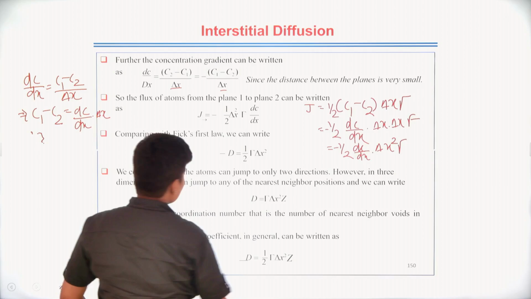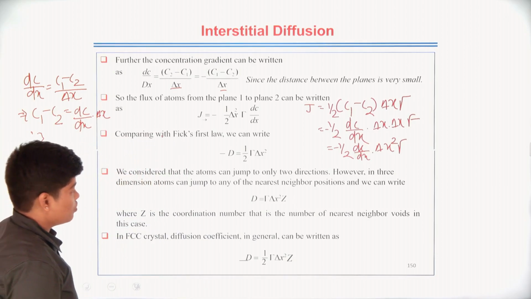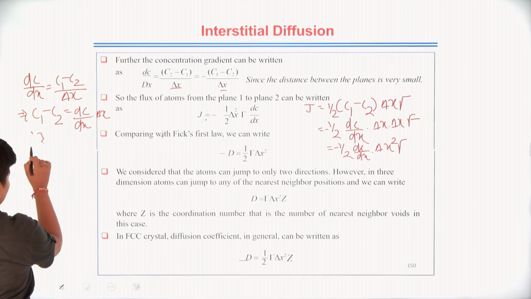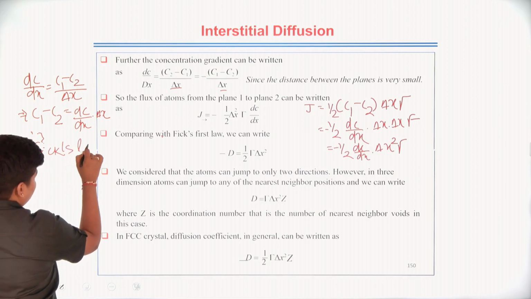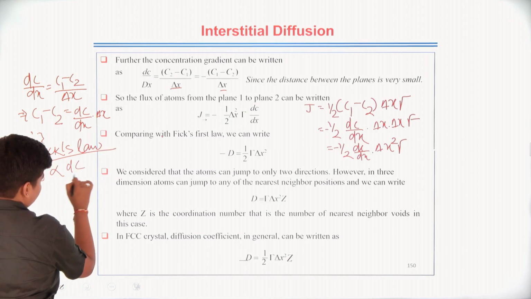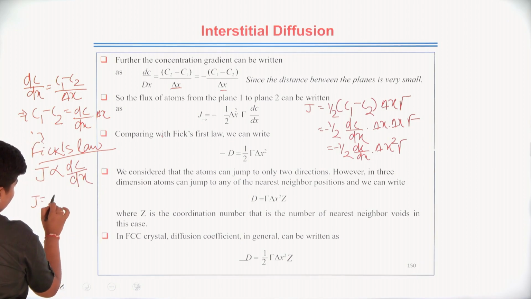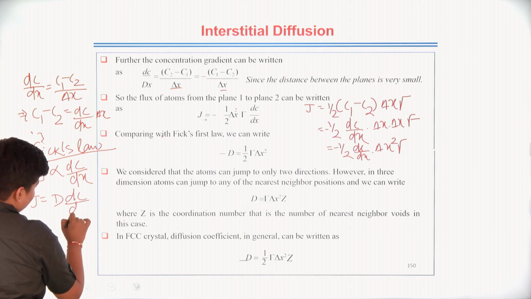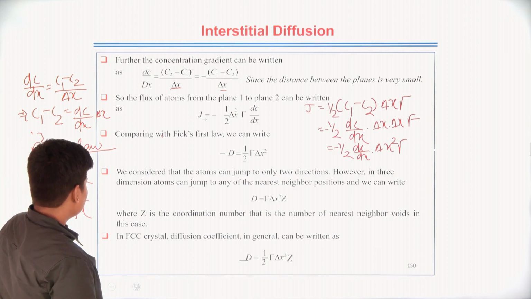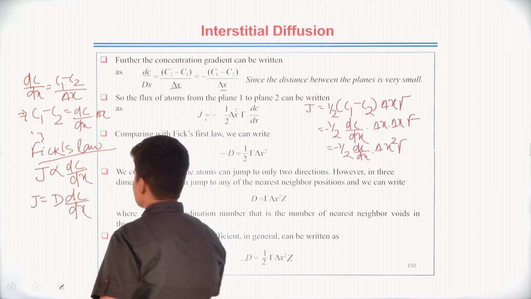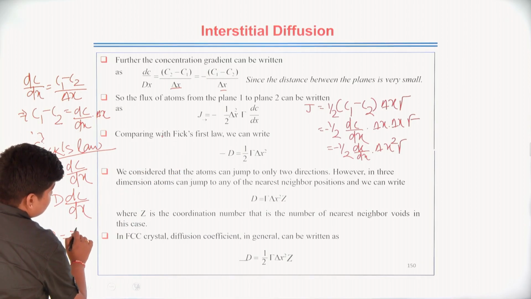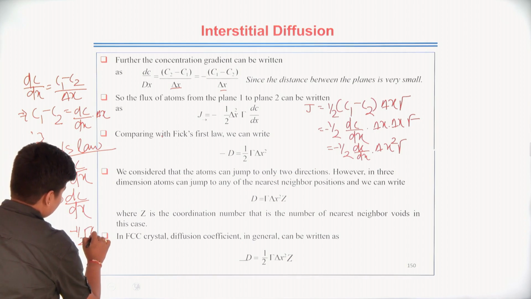Okay, so now comparing with Fick's first law. What does Fick's first law say? From Fick's law we have derived that the flux is directly proportional to the concentration gradient. Here the proportionality constant is D, the diffusion coefficient or diffusivity. So if J is equal to D dC by dx, what will be D from here? D will be minus half sigma del x square.